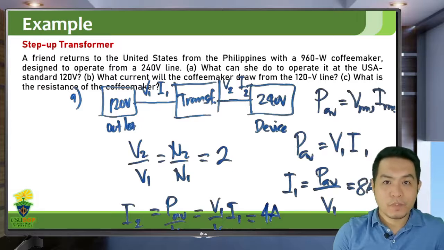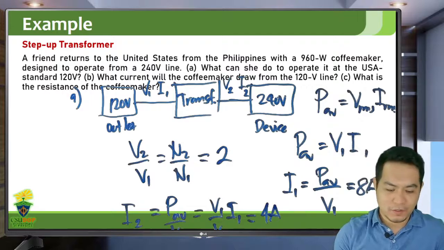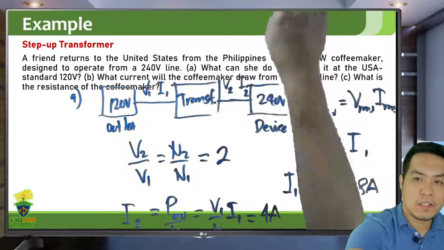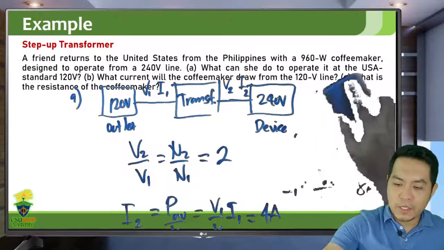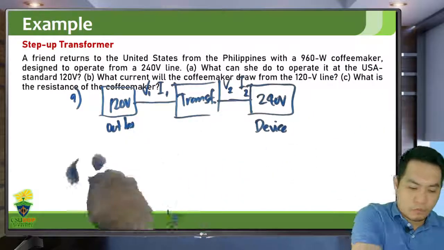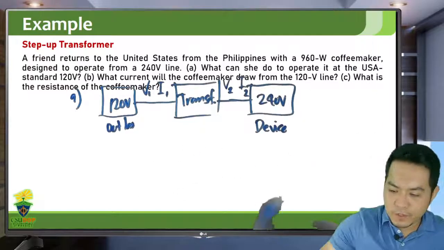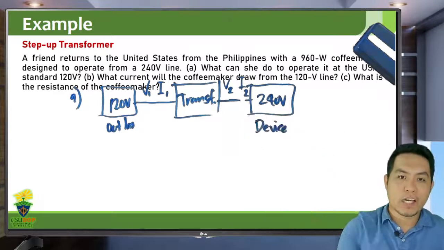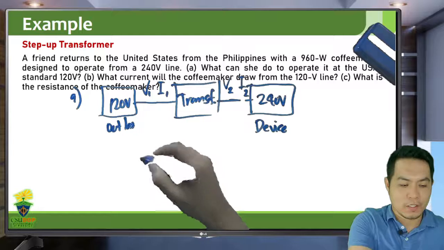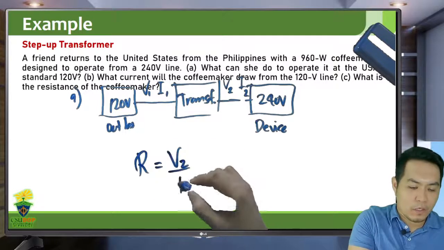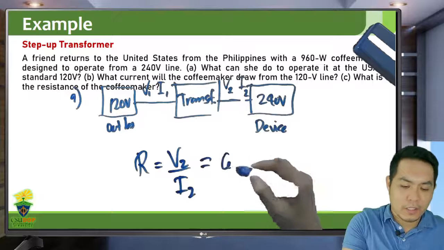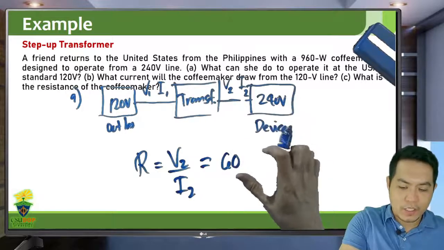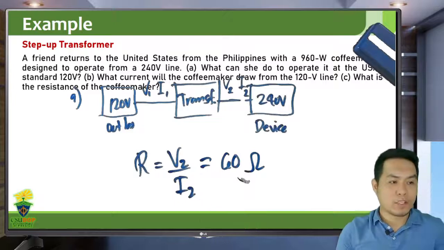Okay. So lastly, what is the resistance of the coffee maker? You already know the voltage VRMS supplied to your coffee maker is 240 volts. You already know the current I2. Then you can solve for the resistance of this device. It's just V2 over I2. V2 is 240 volts, I2 is 4 amperes. So you will get a resistance of 60 ohms.